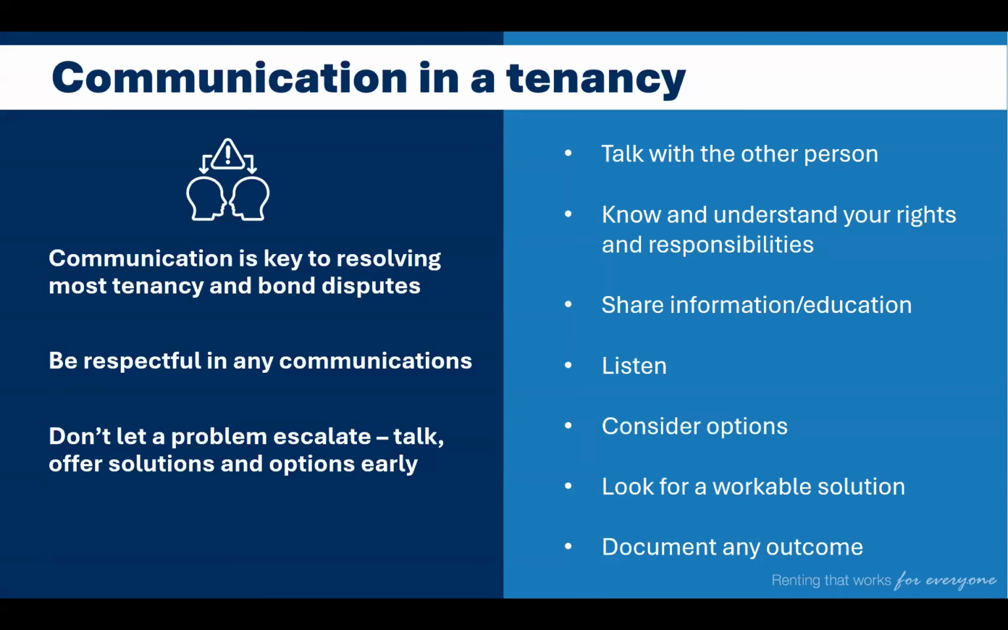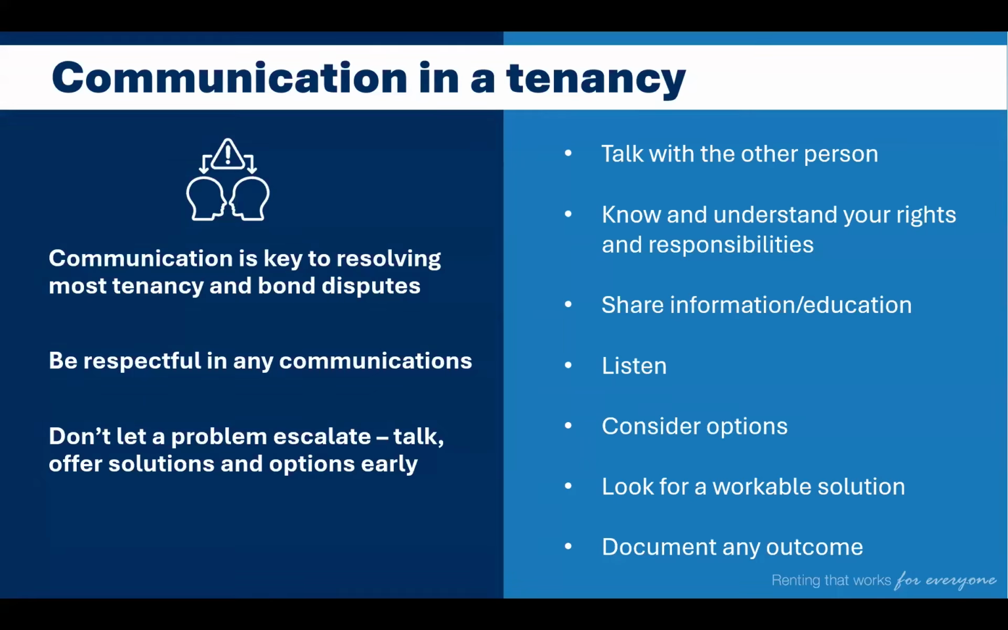Before we look at the breach process, I do want to touch on communication in a tenancy. Communication is key to resolving most tenancy problems. Being respectful in any communication and getting in early to talk can help resolve a matter before it escalates. Look for options and solutions early. It's important to understand rights and responsibilities for both sides, share information, listen, look at options and workable solutions, and if you agree to something, document it.